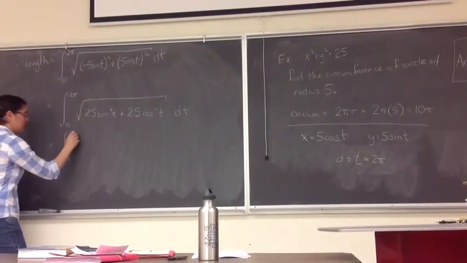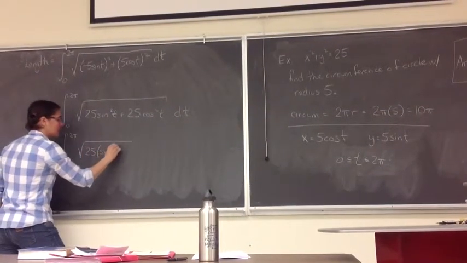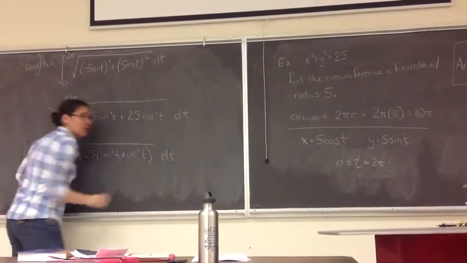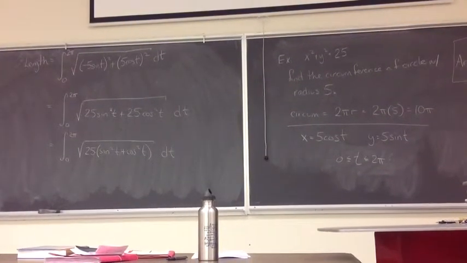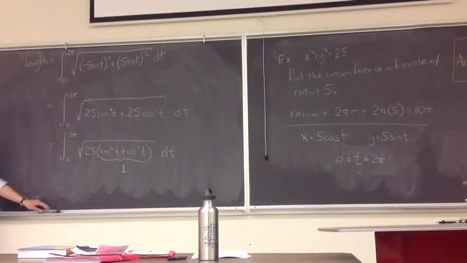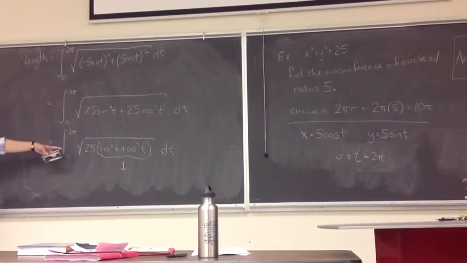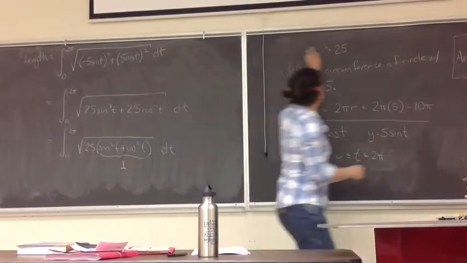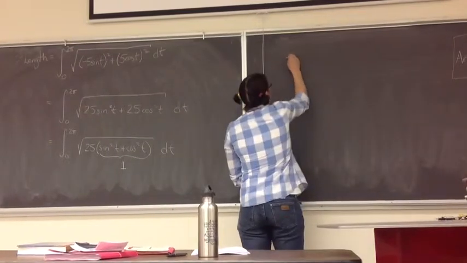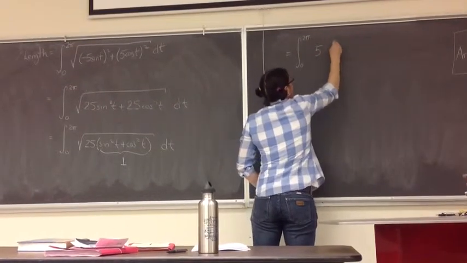Yeah, so we've got the integral from 0 to 2 pi of the square root of, we can factor the 25 out, and we get sine squared t plus cosine squared t, which is the most fabulous trig identity ever, because sine squared t plus cosine squared t equals 1. And so we are left with the square root of 25, which, by the way, is 5. And so we have the integral from 0 to 2 pi of 5 dt.